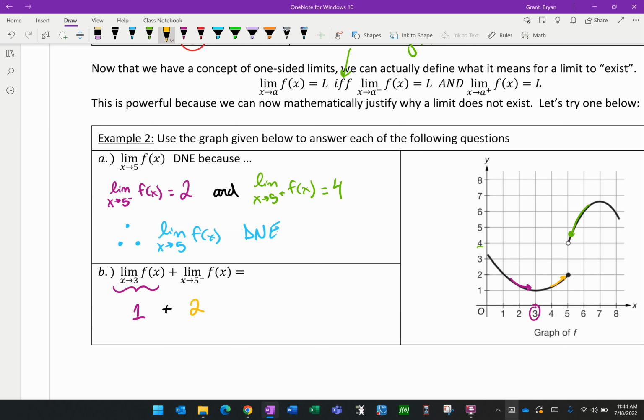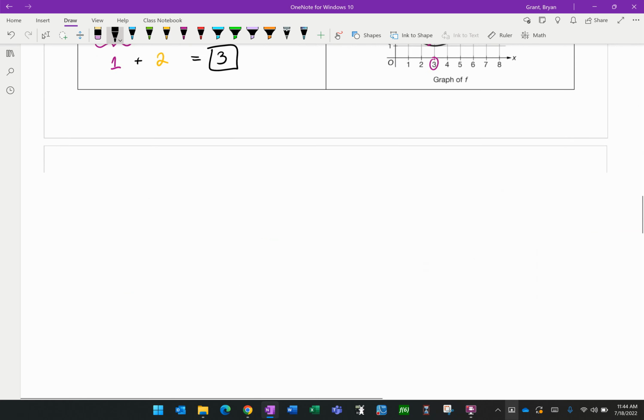Now notice that the overall limit doesn't exist, but that's not what we're asked about here. We're just asked about what happens as we approach 5 from the left side. So this scary looking sum of limits is actually just 1 plus 2, and so it has a total of 3. Nothing too terrible. All right, moving on.